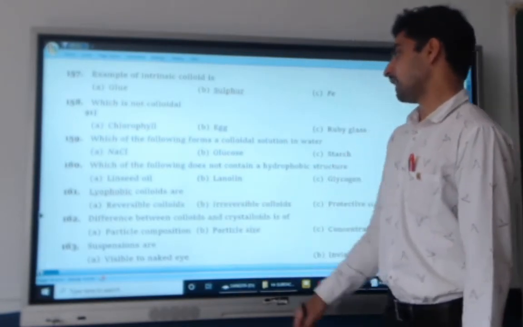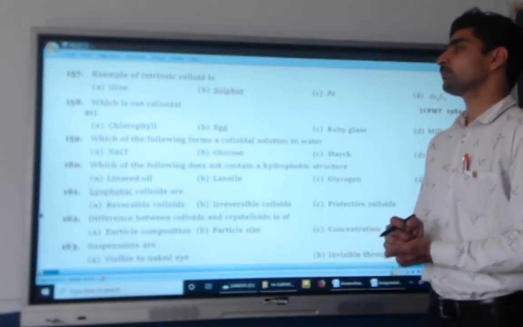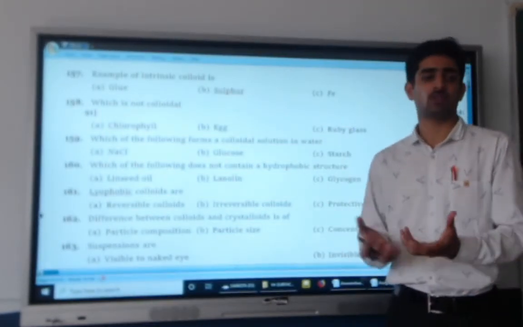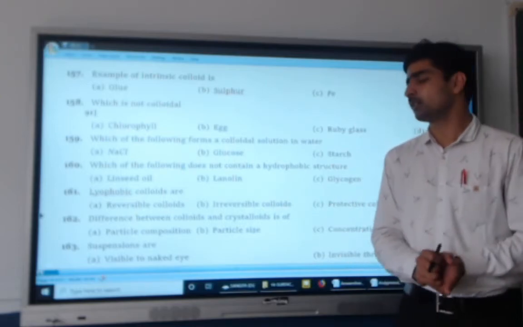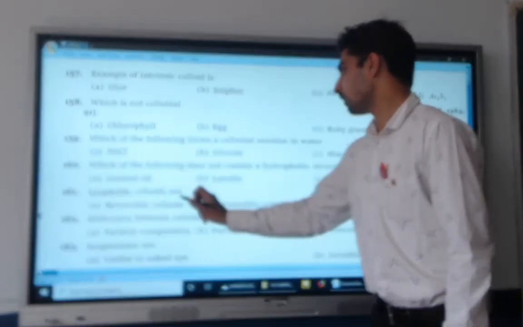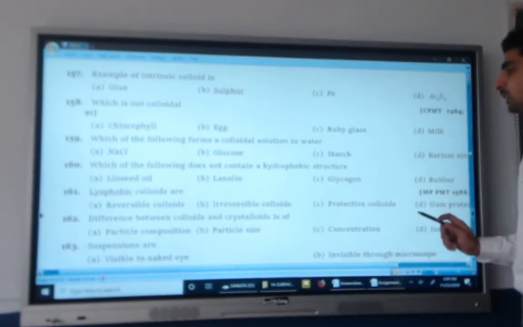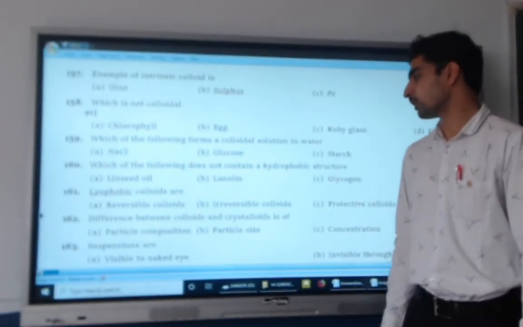Lyophobic colloids are lyophobic and lyophilic. Phobic means they do not mix properly, so they don't have proper structures. Okay. So lyophobic colloids are reversible colloids, irreversible colloids, protective colloids, gum proteins. So they are irreversible colloids because they cannot mix properly.